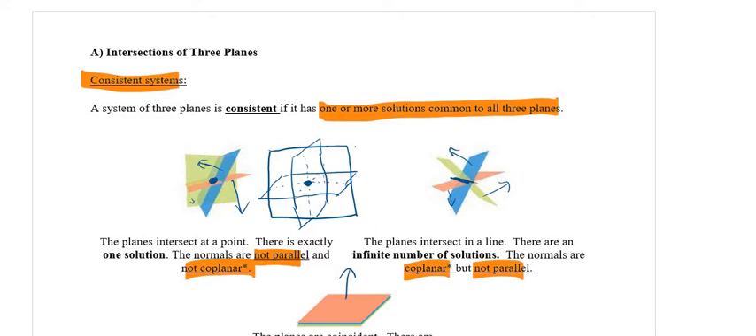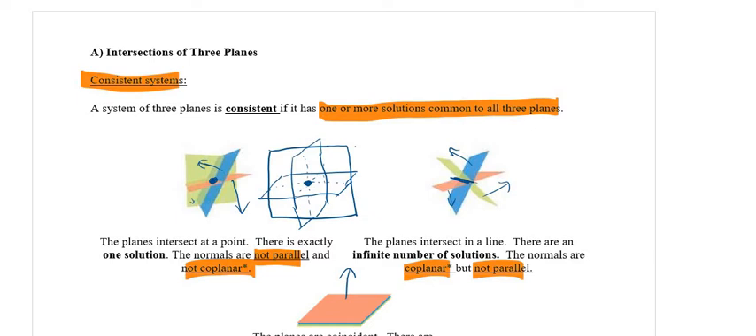Now, consistent systems are systems where we have one or more solutions that are common to all three planes. So in this example, the very first one, we have an intersection at a single point, or we could have an intersection as a line, kind of like we saw in the first half of this lesson. Or we could have all three planes coincident, intersecting all together. So those are the 3 types of consistent solutions that we can have.